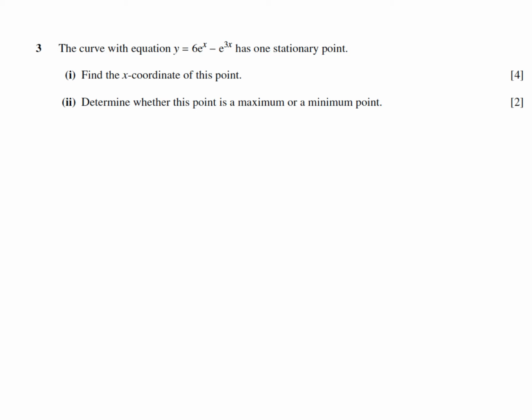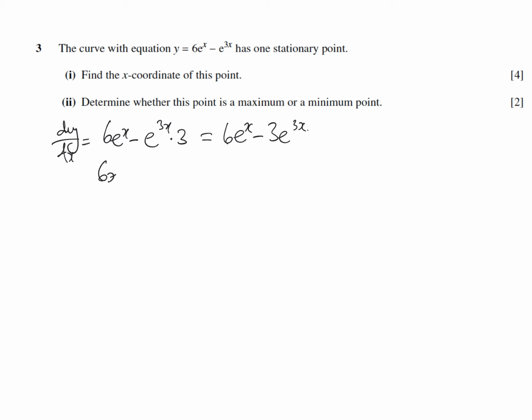Okay, let's find the gradient for the curve since it has one stationary point. So dy over dx equals 6e to the power of x minus e to the power of 3x multiplied by positive 3, and this would give us 6e to the power of x minus 3e to the power of 3x. Okay, and since it has one stationary point, we have to equate it to 0, because at a stationary point the gradient is 0.